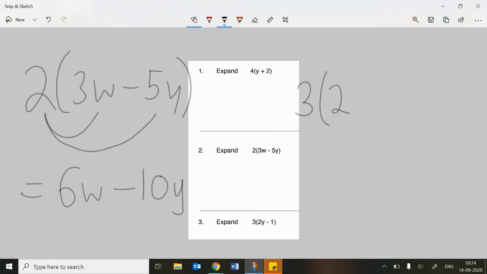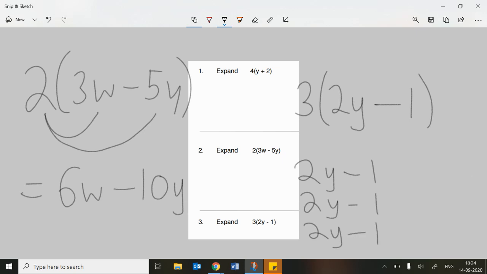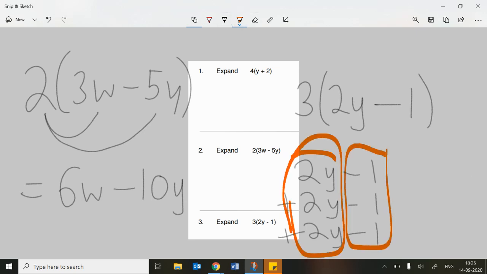So we've got 3 lots of the thing which is inside the bracket. So basically, 3 lots of this thing inside. Well, we could do that as y minus 1 and y minus 1, 2y minus 1, and 2y minus 1. So it's all of this added together, which you can see is going to give you 6 y's. And when we put all of the minus 1's together, we get a total of minus 3.